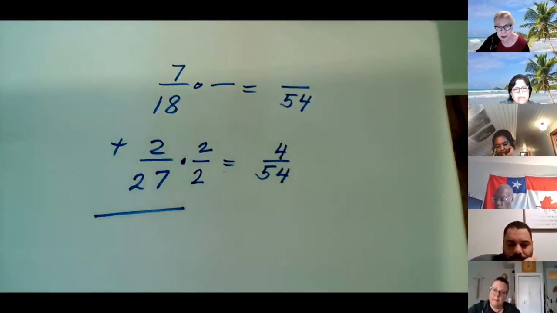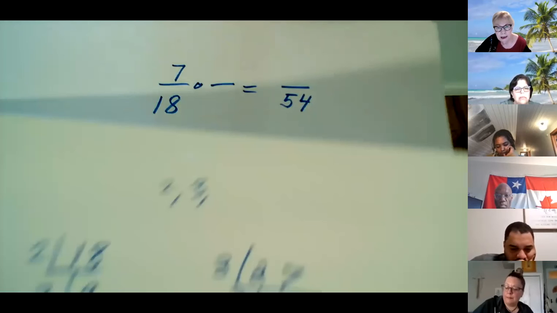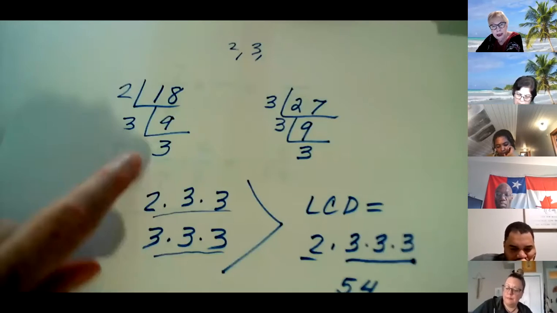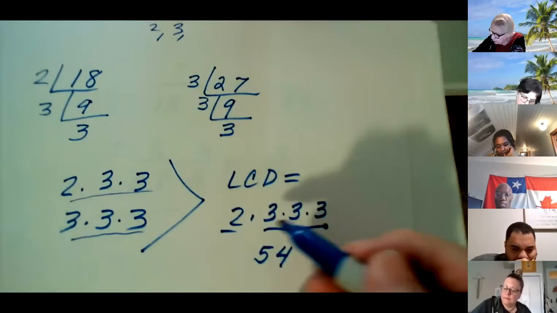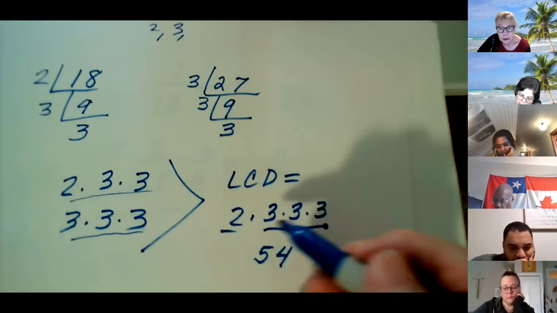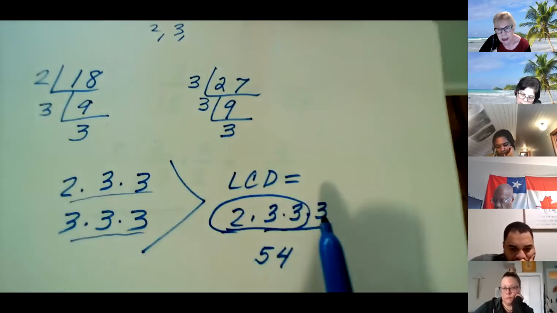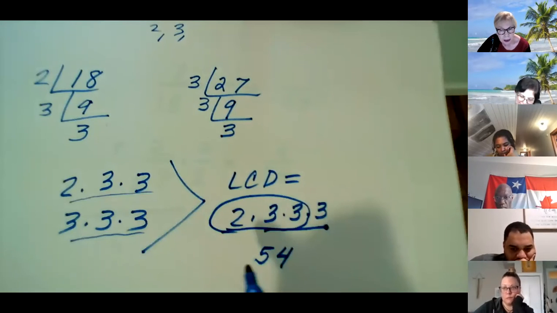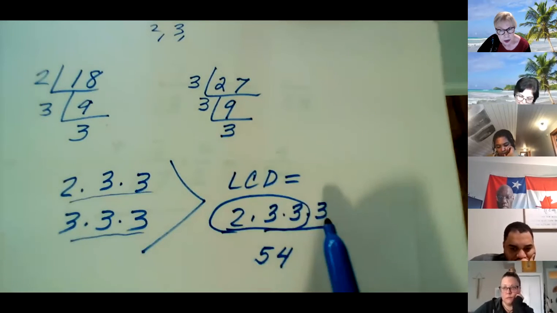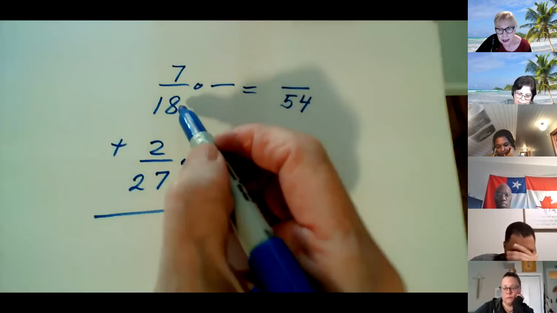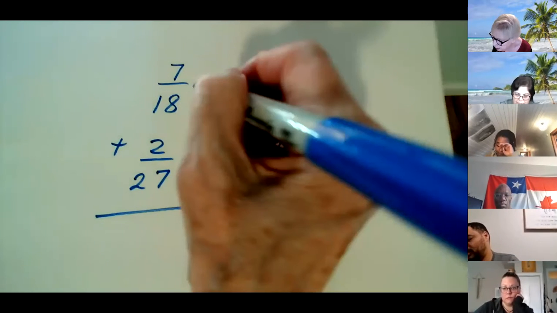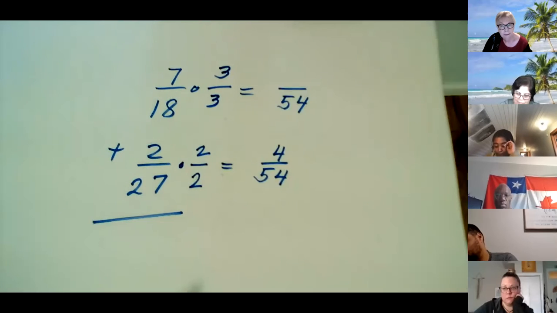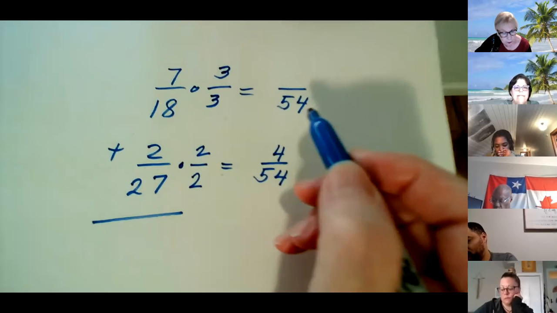I want to show you this again. 18 was 2, 3, and 3. So this much is 18. A 2, a 3, and a 3. The missing factor in the total 54 is an additional 3. So you could divide 18 into 54, but guess what you're going to get? You're going to get 3. Because we know what 54 looks like. It's 2, 3, 3, 3.